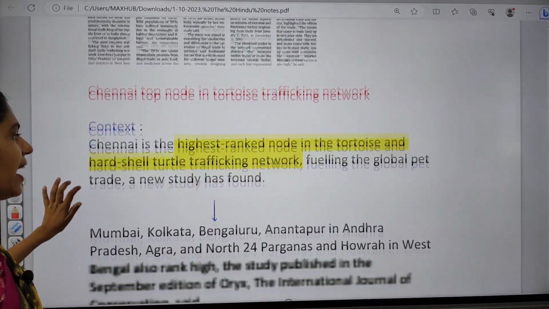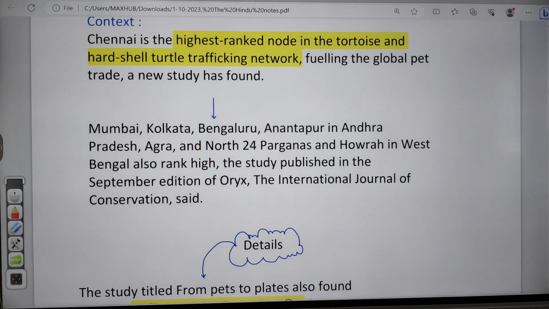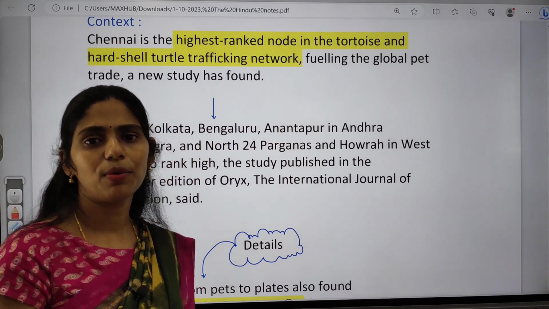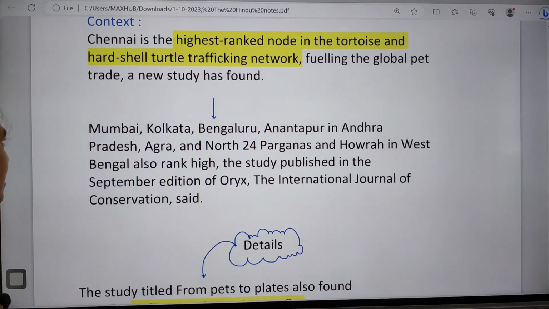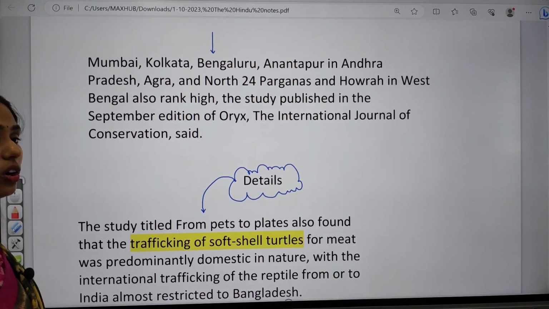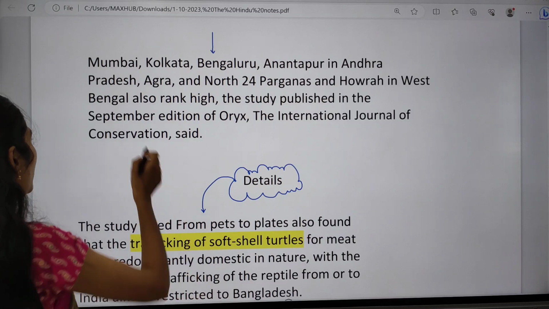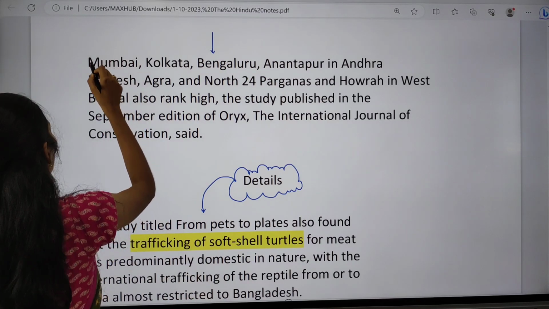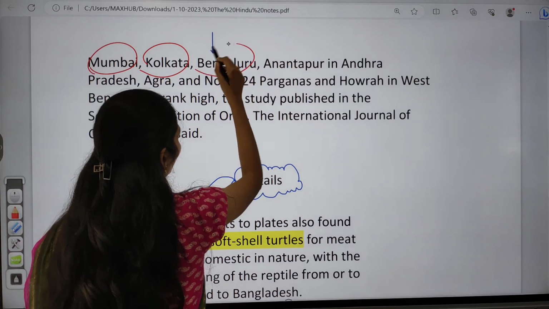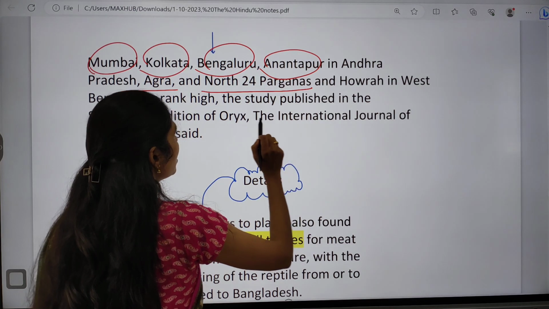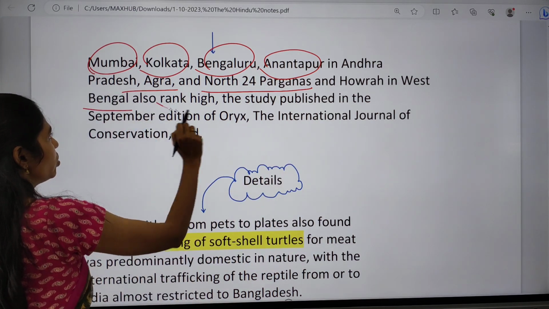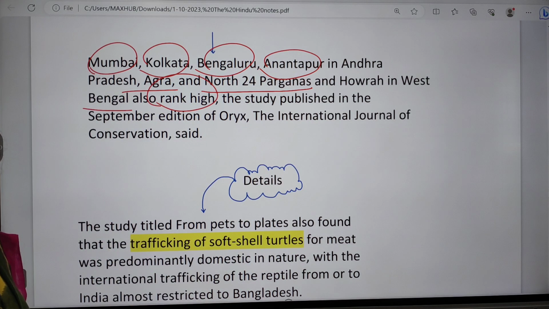Chennai is the highest ranked node in the tortoise and hard shell turtle trafficking network. So Chennai is one important place where the tortoise and turtle trafficking network is seen, and not only Chennai but other places like Mumbai, Kolkata, Bangalore, Anantapur, Agra, North 24 Parganas and Howrah in West Bengal. They rank high in the trafficking of tortoises and turtles.